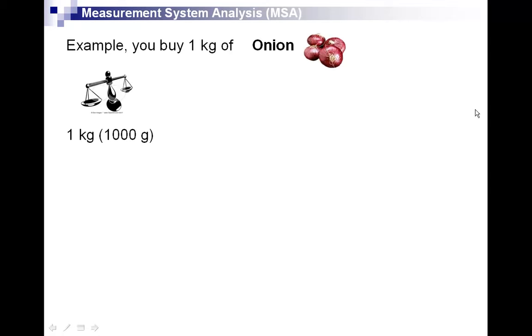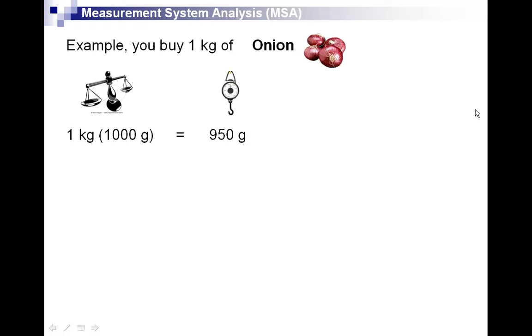Now you are thinking of cross-checking the quantity of onion. For this you have another weighing machine at your home. And you know about this machine. The measurement results given by this machine are always correct according to you, which means you believe in this machine. When you weigh 1 kg of onion in this machine, you find it is actually 950 grams.